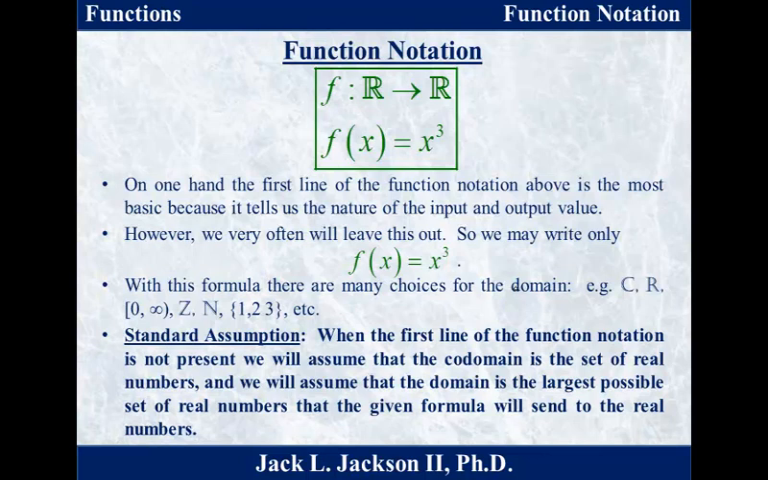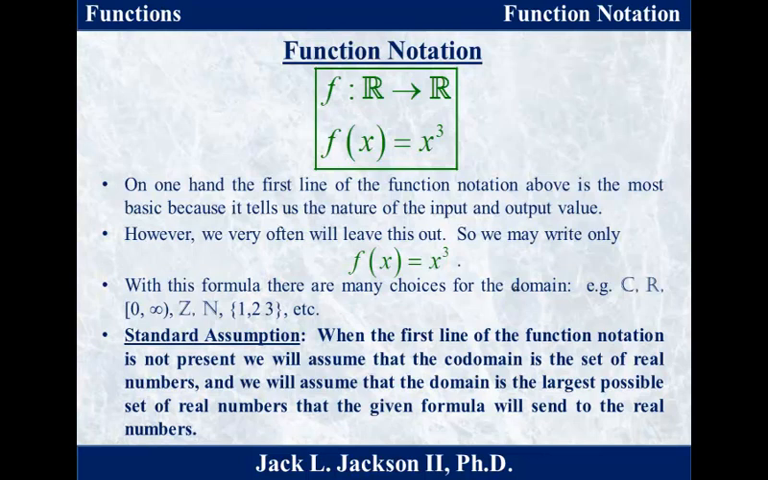So if you don't see this first line, and typically we won't see it written in most of the books or most of the problems that we encounter, we're going to make some assumptions. Our standard assumption for this class and any other math class you're likely to have is that when this first line of the function notation is not present, we will assume that the codomain is a set of real numbers, first of all.